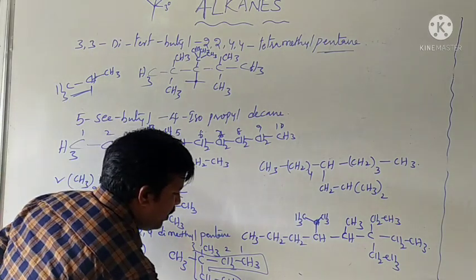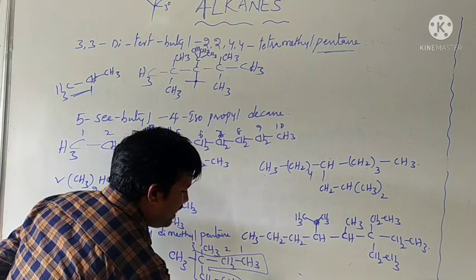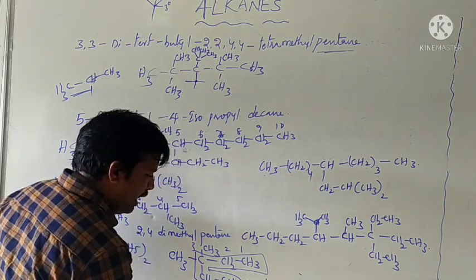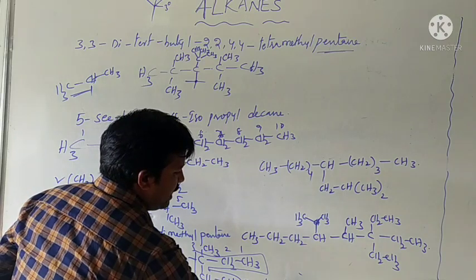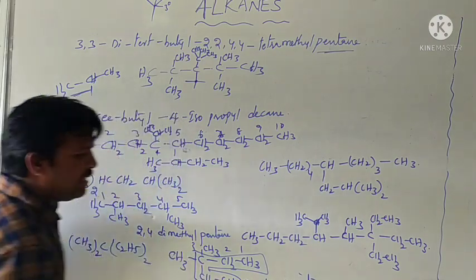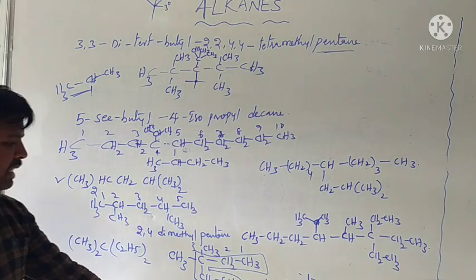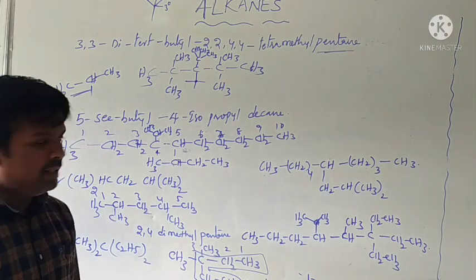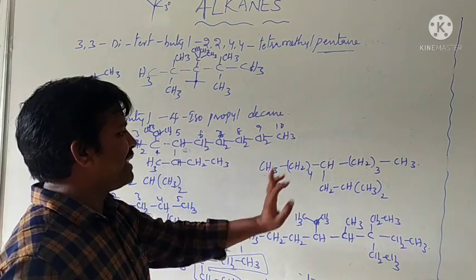What is the name of this compound? Name of this compound is 3, 3 dimethyl. Total 5 carbons are present. That is pentane. 5 carbons are present, that is pentane. What is that? 3, 3 dimethyl pentane.